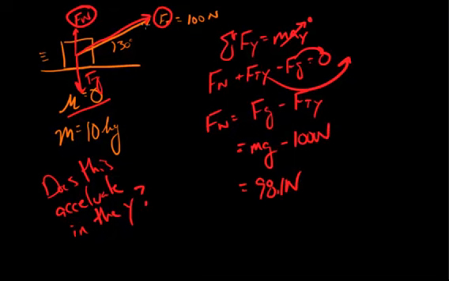Because my 30 degrees is right here, what I want is the opposite, so that's sine of 30 degrees. I did this one easy on myself here. Sine of 30 degrees, if you remember from your basic triangles, is just 1/2. So that means that's negative 50 newtons, meaning that force normal, if I calculate it here, is 48.1 newtons.